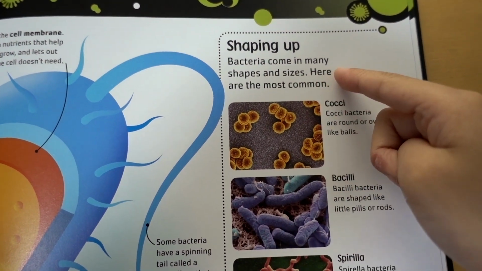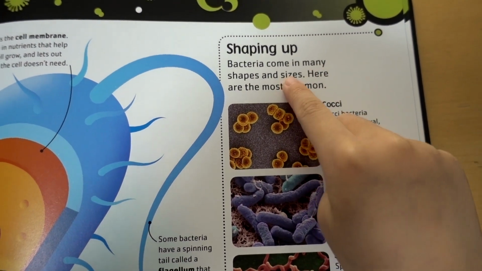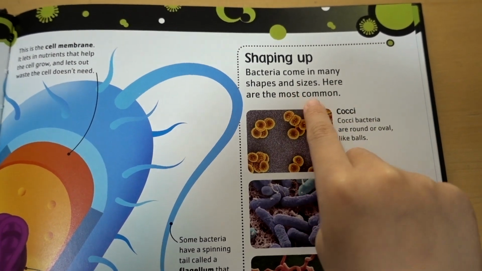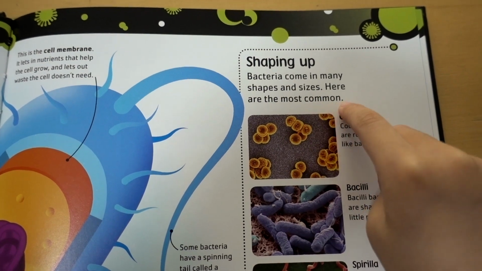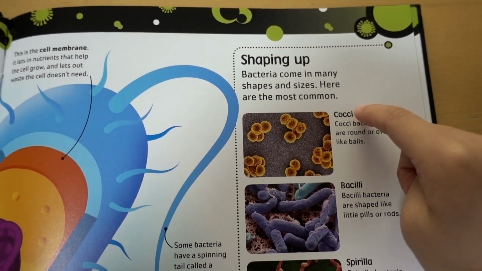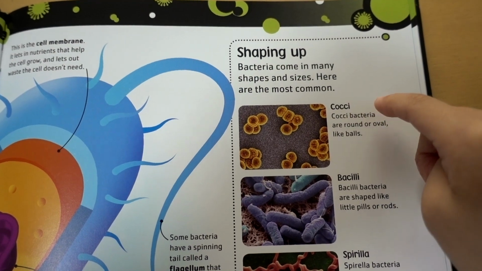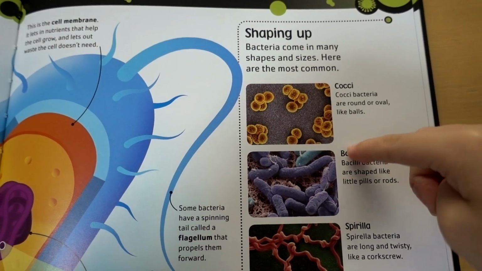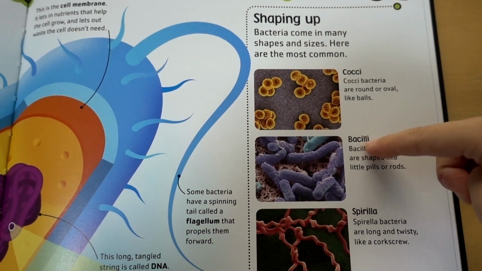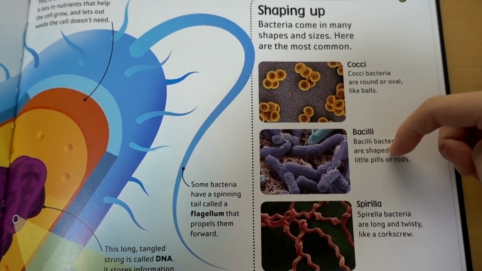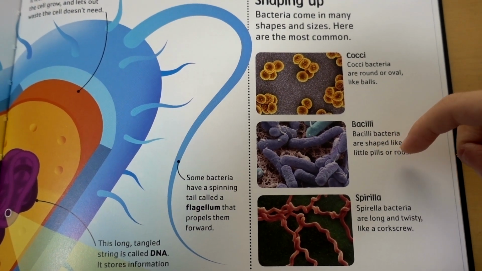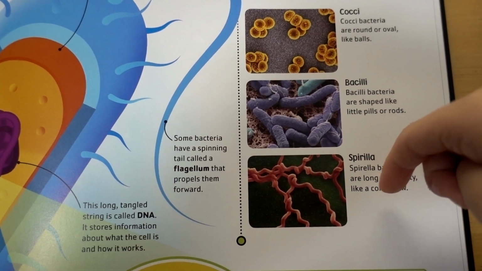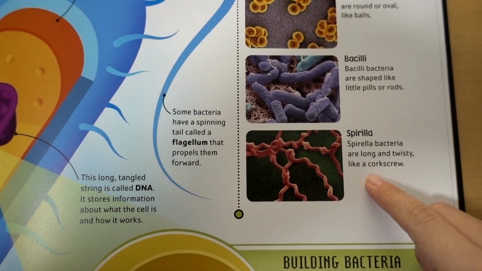Shaping up. Bacteria come in many shapes and sizes. Here are the most common. Cocci. Cocci bacteria are round or oval like balls. Bacilli. Bacilli bacteria are shaped like little pills or rods. Spirilla bacteria are long and twisty, like a corkscrew.